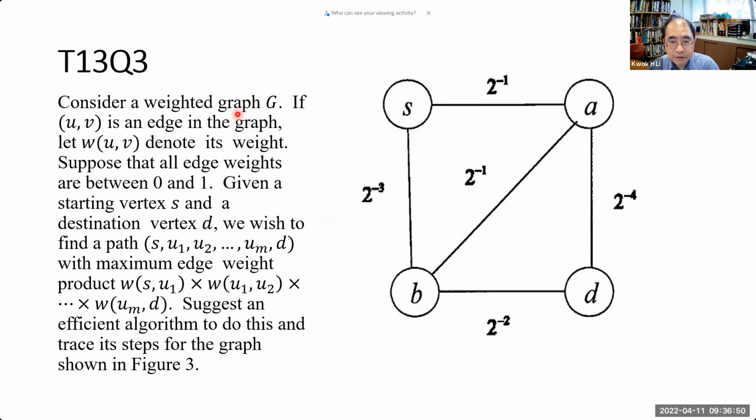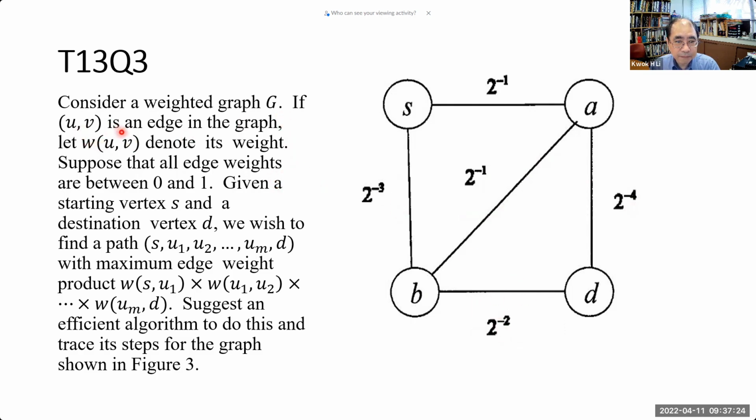Consider a rated graph here. So the rated graph is here. You have four vertices: S, A, D, and B. Okay, so those are the nodes here, four nodes, very simple. And the rate for this one is 1/2, this one is 1/8, this is 1/2, this one is 1/16, this is 1/8, and so on.